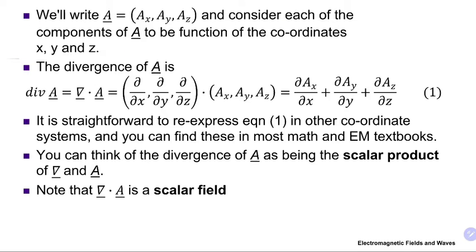Okay, divergence will be a dot product, and then curl will be a cross product. Divergence of A will be that del operator dot with that vector field A, and that gives you a scalar field. So you basically do a partial derivative of each of the components with the respective directions, and that gives you the divergence of A, and then it produces a scalar field.